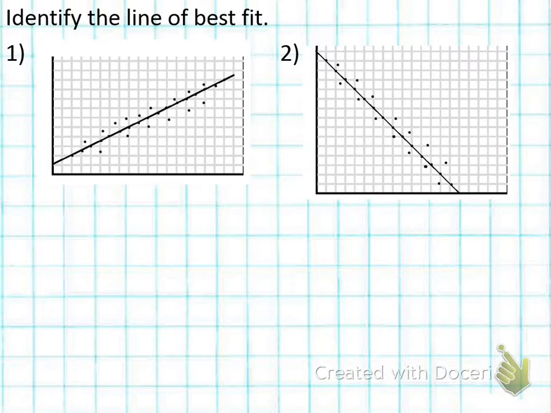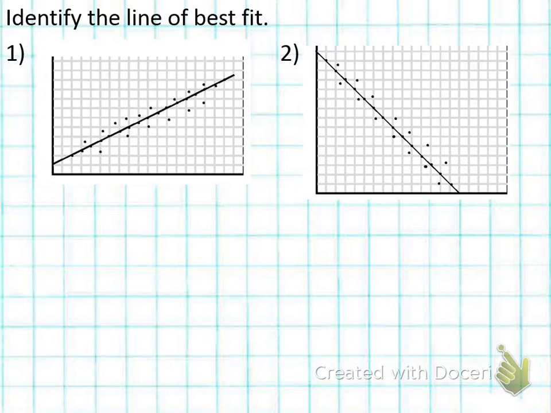So most of our points on this scatter plot, let's say we're comparing two things. Most of our points are right here, okay? And so we're noticing they kind of go up in this direction. So you would draw a line that's already here, okay? And so that's called the line of best fit.